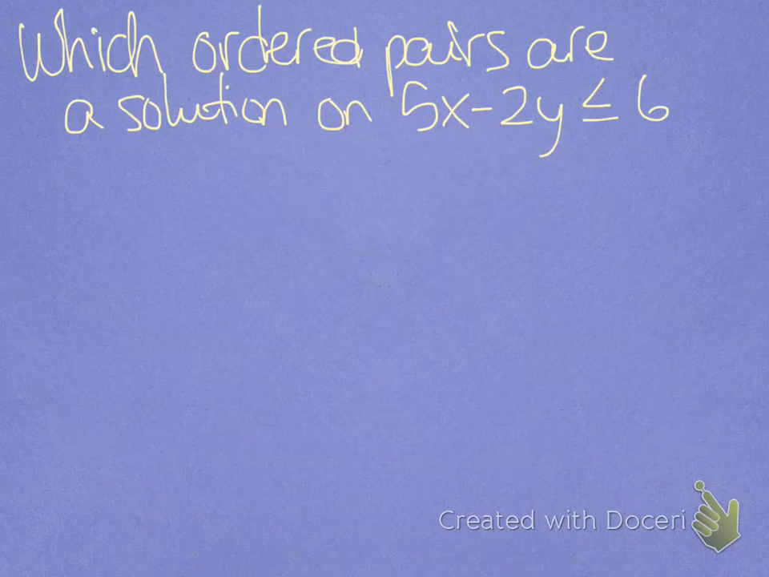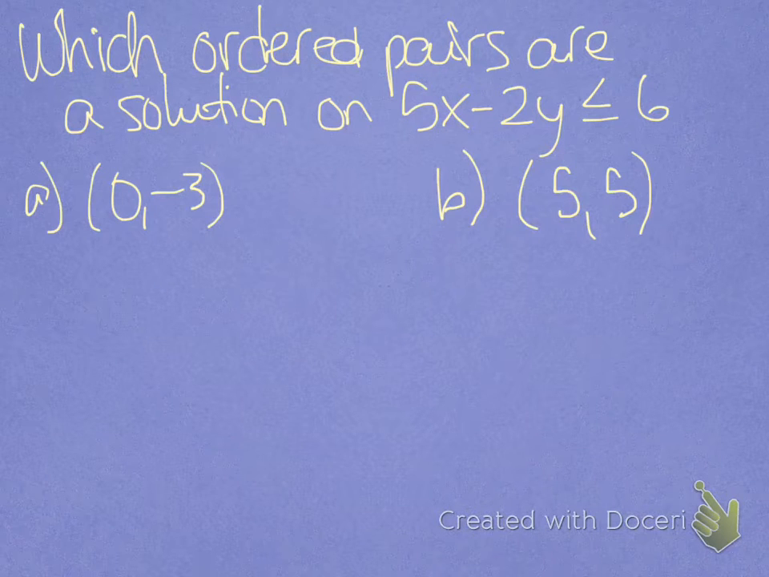So before we start graphing them, we need to determine which ordered pairs are a solution to a given inequality. And we're doing this because this is the same idea that you would use when you determine a test point, so you can figure out where to shade your inequality. So for the first example, 0, -3, we're simply going to take that x-coordinate and the y-coordinate and plug them in for the x and the y.